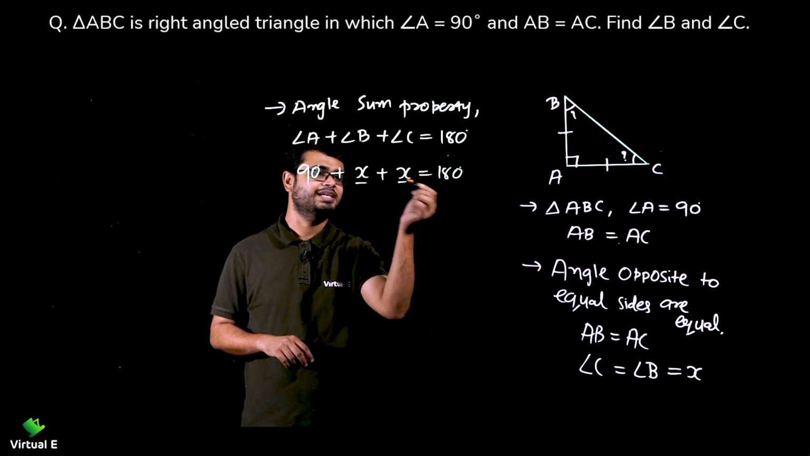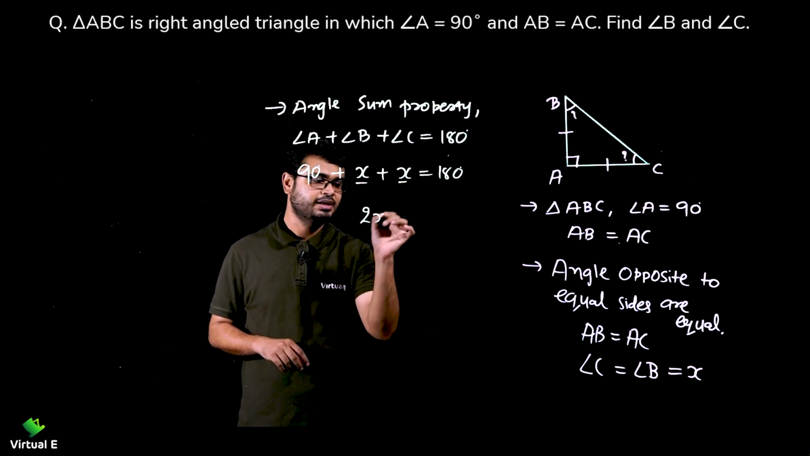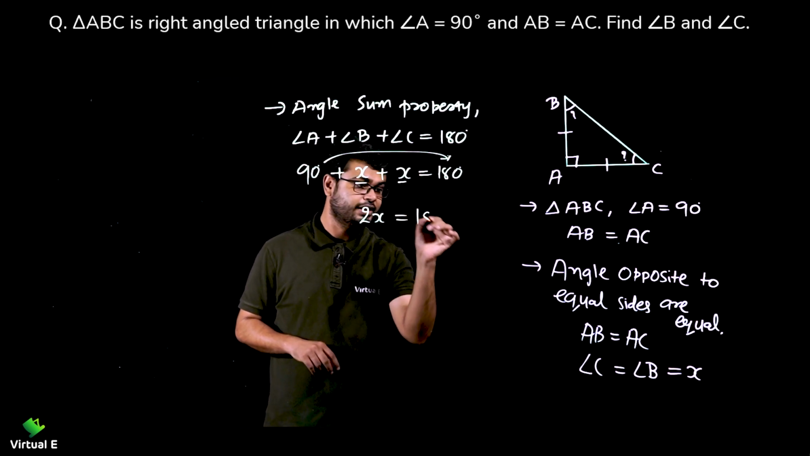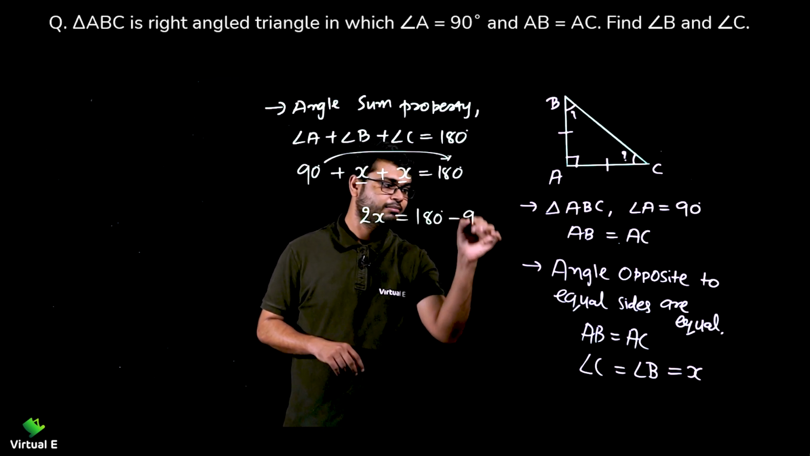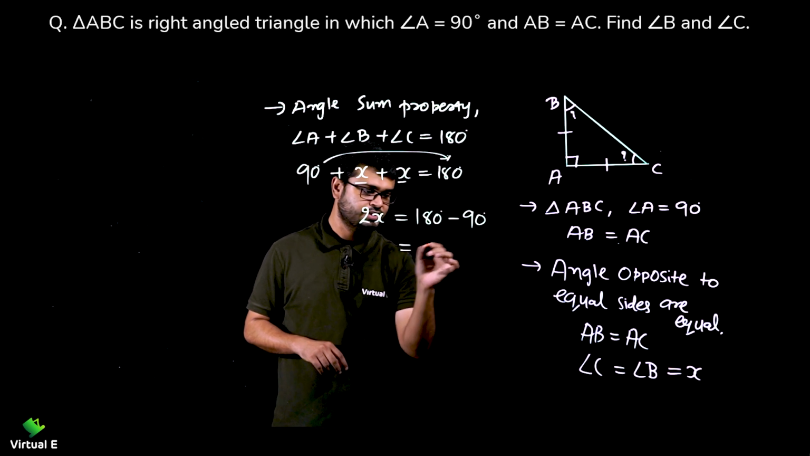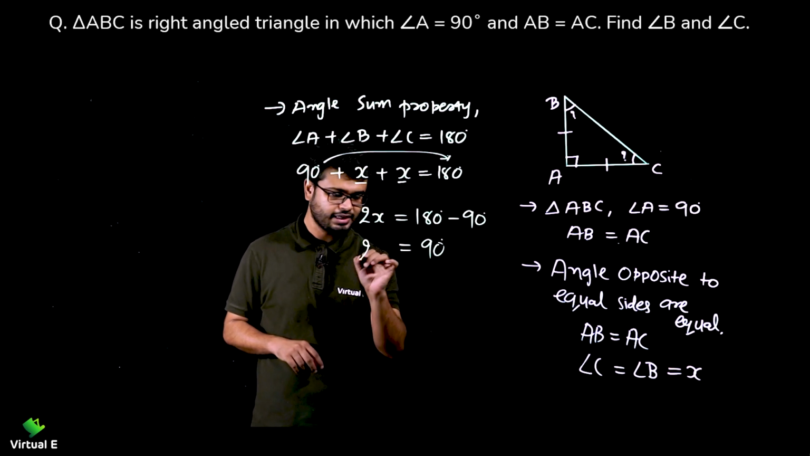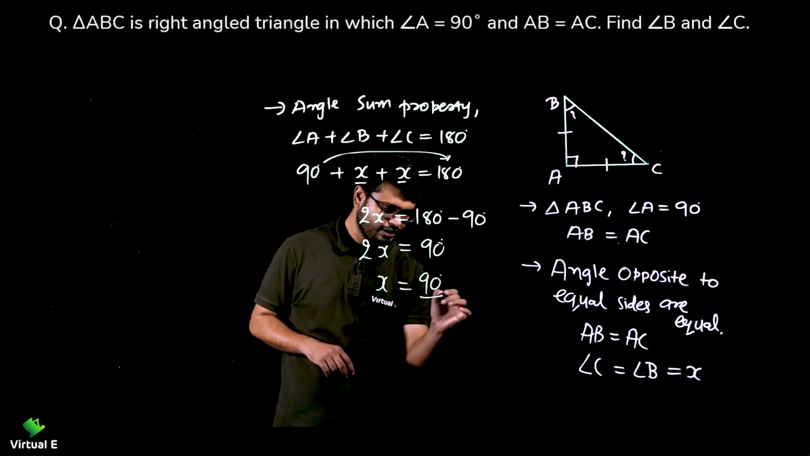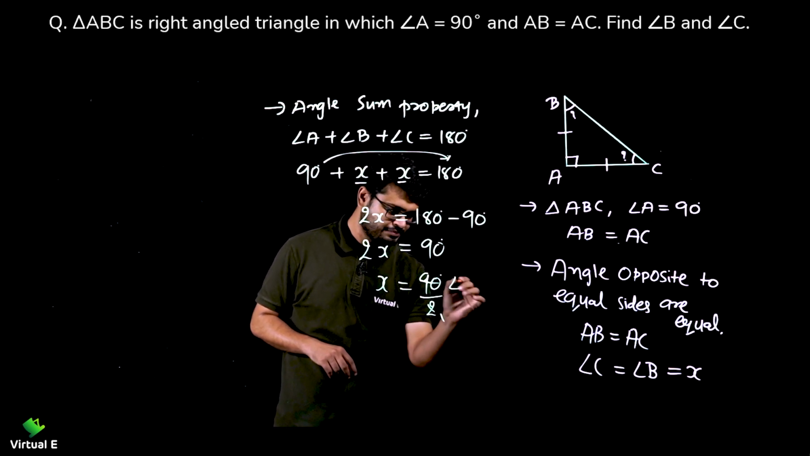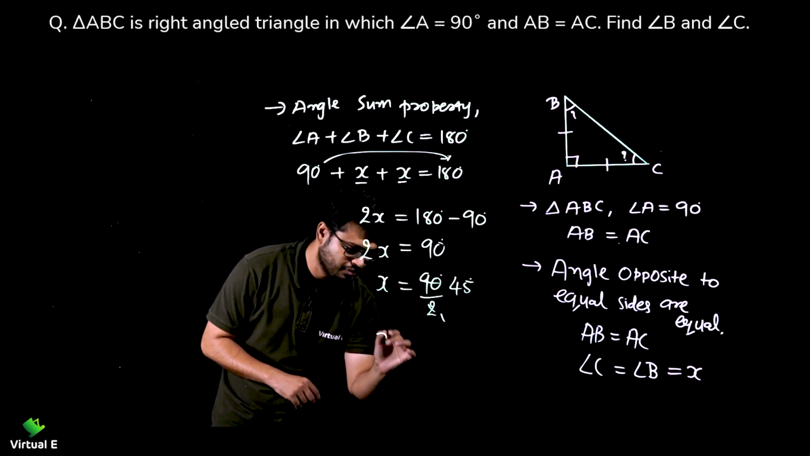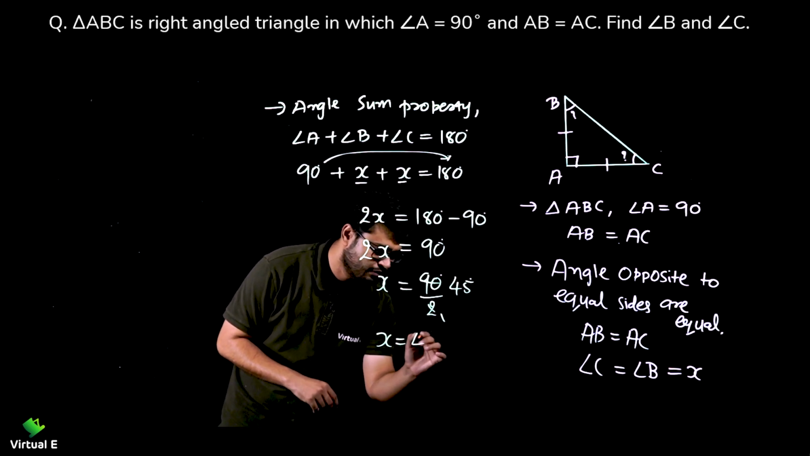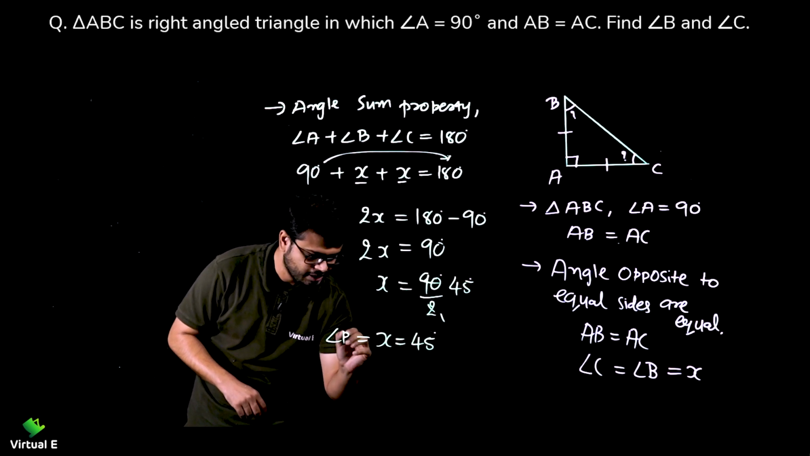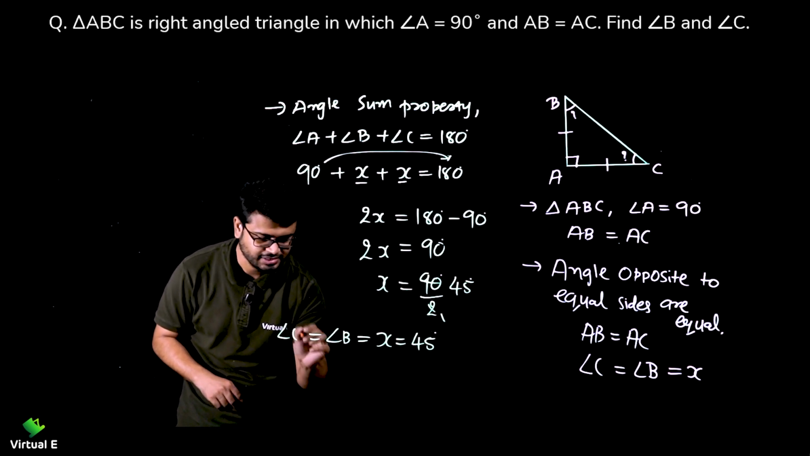So this x and x will add up as 2x, and this 90 degree we are going to shift, so it is going to become negative. 180 degree minus 90 degree. So here 90 degree and here it is 2x. So value of x will be what? 90 degree over 2, that is 45. So x is equal to 45. Now remember one thing, this is angle B and as well as angle C.